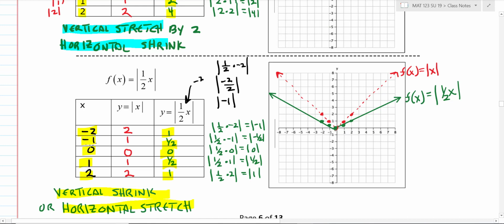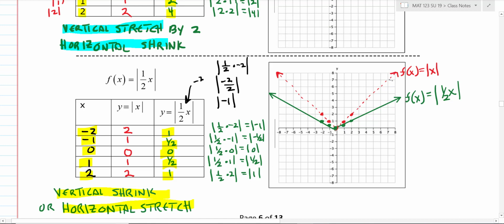So all you're doing really is taking half of this number and then taking its absolute value. That's why we end up with positive values. So half of 0 is 0, half of 1 is a half, and so forth. So you can see what I did on each one of those. So that's what happens. So what happened on this, you can think of it two ways.